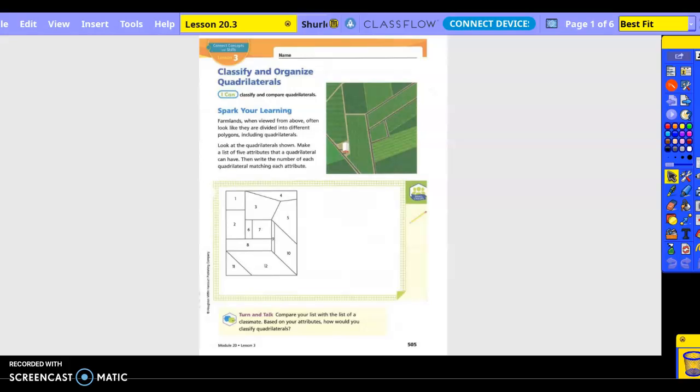Fifth grade math, lesson 20.3, classify and organize quadrilaterals. I can classify and compare quadrilaterals. So quadrilaterals have how many sides? Four, right? Spark your learning.